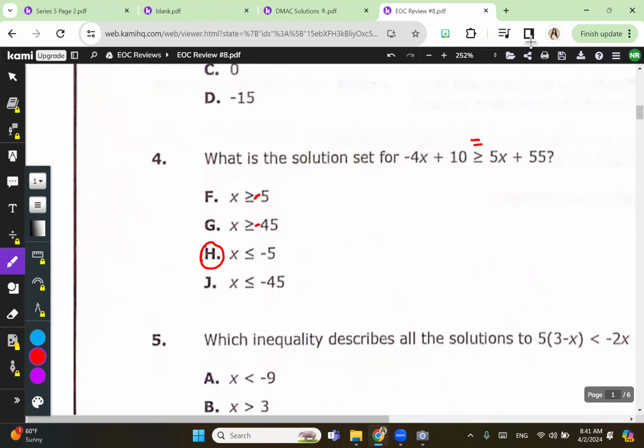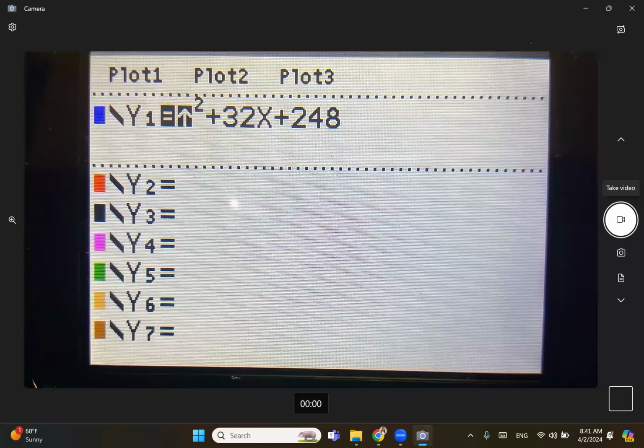But let's say we were only able to narrow it down. Let me write these in black. Let's say we were only able to narrow it down to F and H, whether it's greater or less than. For that, you're going to type it in using, press second quit. Second quit. There we go. Type in your equation, -4x plus 10. To put the inequality symbol, it's going to be second math. Second math. And there's your inequality symbols.